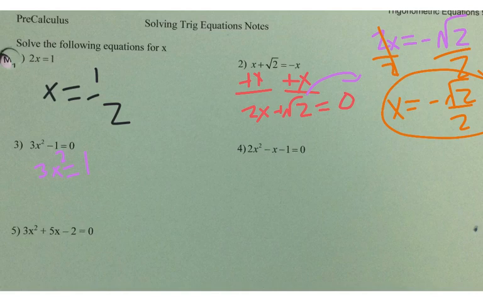Then divide by 3. Then take a square root. So I chose to take a square root. When I take a square root, plus or minus, radical 1/3. What's the square root of 1? What's the square root of 3?